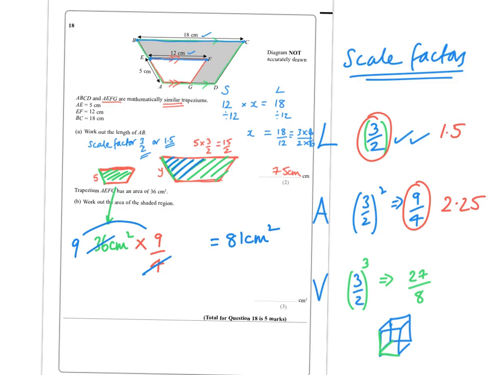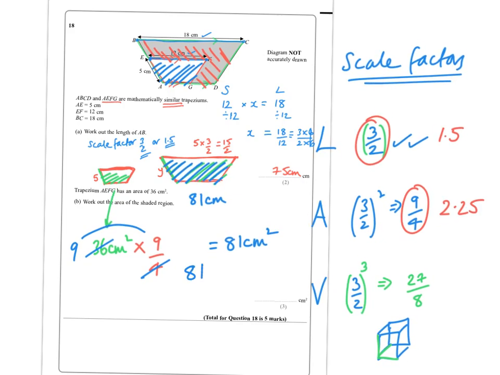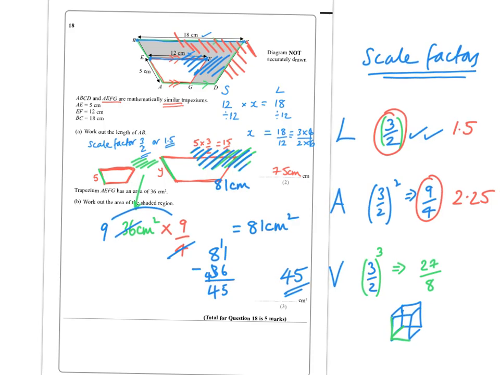So the area of all of this is 81, but we want the shaded part. So if we do 81, which is the area of this part, minus the smaller one, that will leave us with the grey part, or the shaded area. So the answer is going to be 81 minus the 36, which is going to give us 45 centimetre squares. Okay, so not an easy one there. So I just want to go back to this a little bit here if I can.